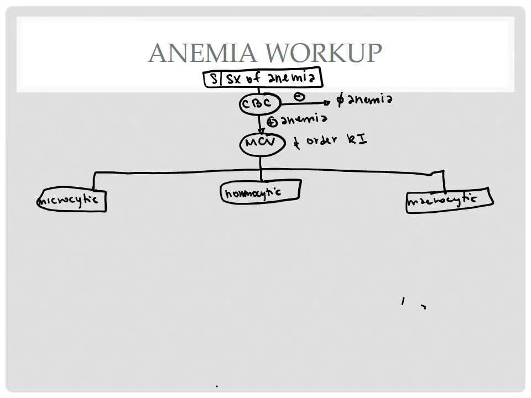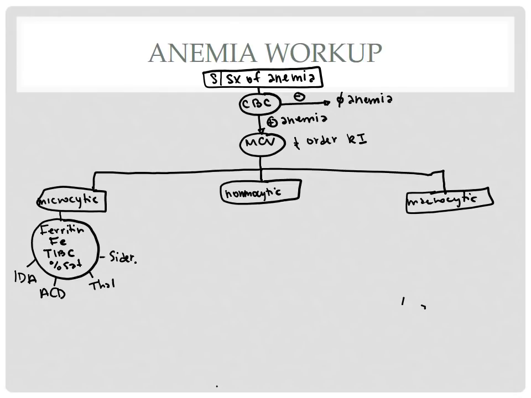So for the microcytic anemia, once you've established that, your next step is to order the iron studies. So that is the ferritin, the serum iron, the total iron binding capacity, and the percent saturation of the iron. Once you get those results, you'll be able to differentiate between iron deficiency anemia, anemia of chronic disease, thalassemia, or sideroblastic anemia. And we'll discuss how you differentiate each of those later on in the lecture.